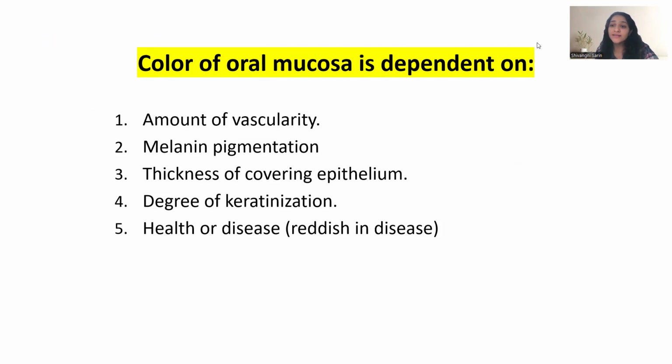How is the color of oral mucosa decided? If you look at various sites in oral mucosa, whether it's the floor of the mouth or the palate or the attached gingiva, everything is different. This all depends on the amount of vascularity, the melanin pigmentation present, the thickness of the covering epithelium, the degree of keratinization, very important, and whether there is healthy tissue or diseased tissue. The more diseased the tissue is, the more reddish it will be.